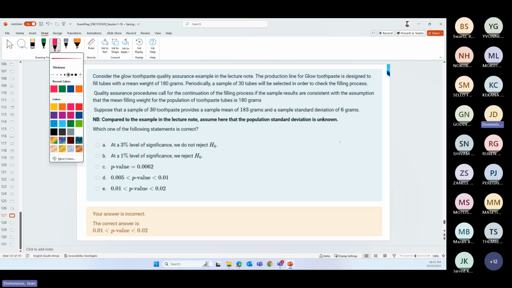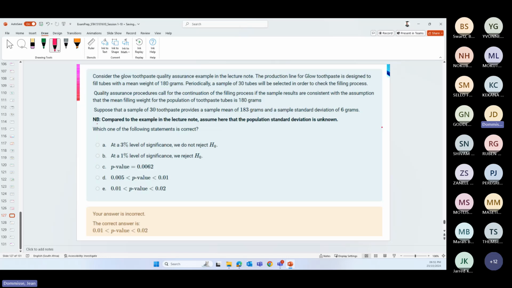So they talk about the information, but let's see, in B, compared to this example in the lecture note. Assume here that the population standard deviation is unknown. Okay, so that automatically tells me that we're working with a T, so T distribution. And then let's just see what else.